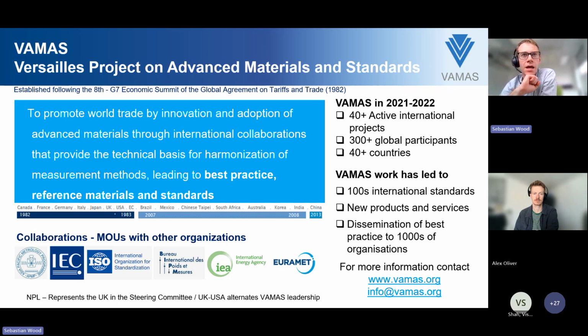And this is a global organization, so it has representatives from all around the world. It's essentially a community of researchers who are interested in standardizing and developing best practice for advanced materials. And we have just created, or are about to create this year, a new technical working area on semiconductors. And so that feels particularly relevant.